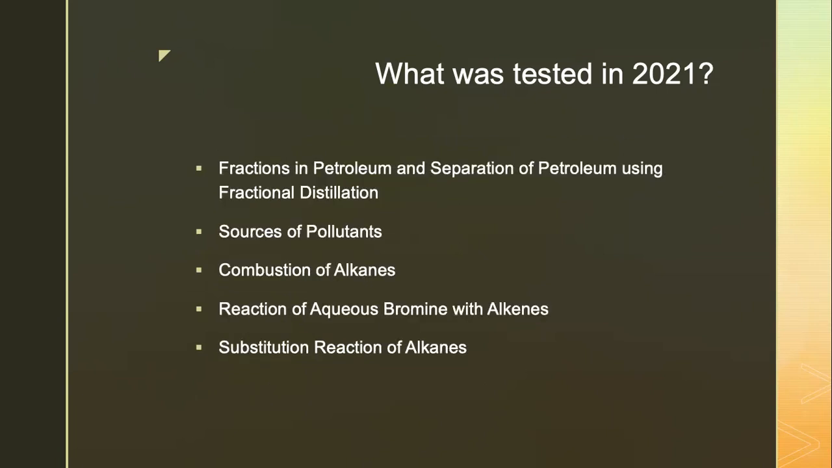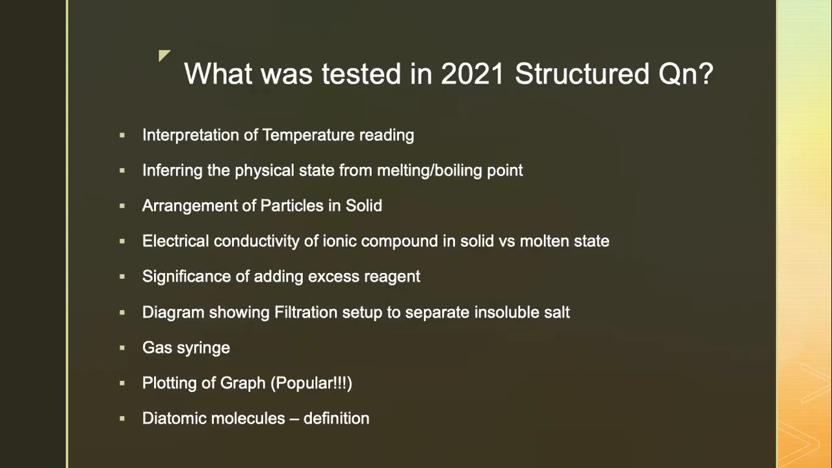Under organic chemistry, students were tested on the fractions in petroleum and separation of petroleum using fractional distillation. There are about 2 questions in total tested on combustion of alkanes, reactions of aqueous bromine with alkenes, and substitution reactions of alkanes. Under the topic of air, the sources of pollutants was tested.